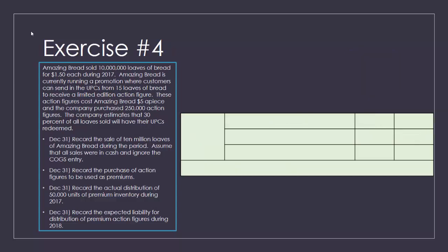In the last journal entry on December 31st, we need to record the expected liability for distribution of premium action figures during the upcoming year of 2018 related to 2017 sales. So what I'm saying is we need to figure out, okay, we've distributed this many action figures already. How many do we expect we're going to have to distribute in the future before this promotion runs out?